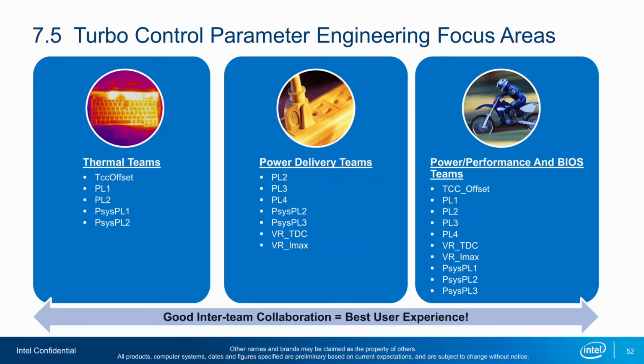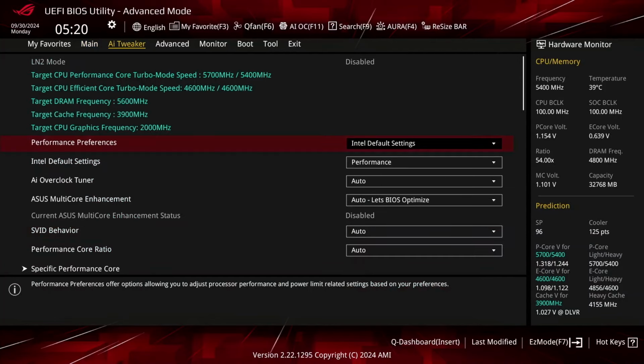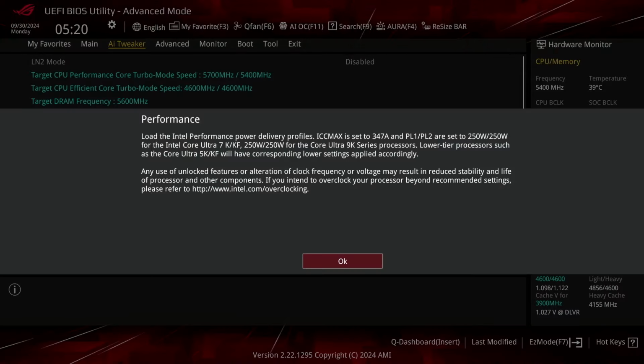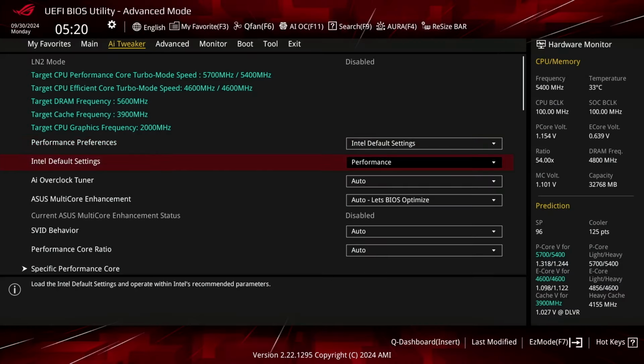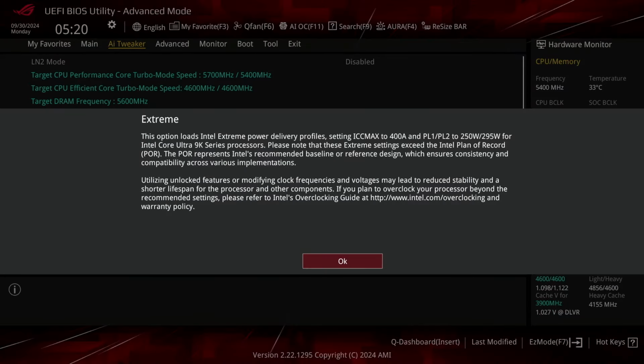Turbo Boost 2.0 technology has evolved over the past couple of years to incorporate many power, thermal, and electrical performance limiters. To cover each in this video would take up way too much time. Fortunately, Intel provides two performance profiles for the Arrow Lake SKUs, which configure all these settings for you. For the Core Ultra 9 285K, the Turbo Boost 2.0 profiles are Performance and Extreme. Should you wish to override the Intel performance profiles, you can do so in two ways. Either directly override the Turbo Boost 2.0 parameters in the BIOS or enable ASUS MCE.